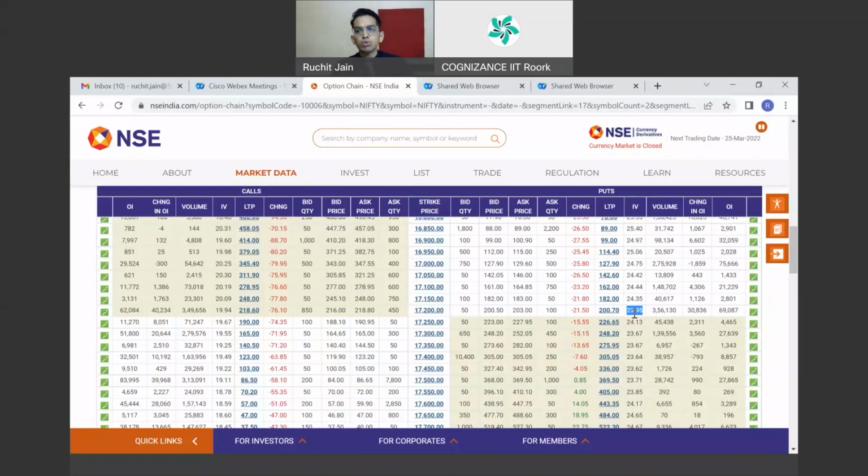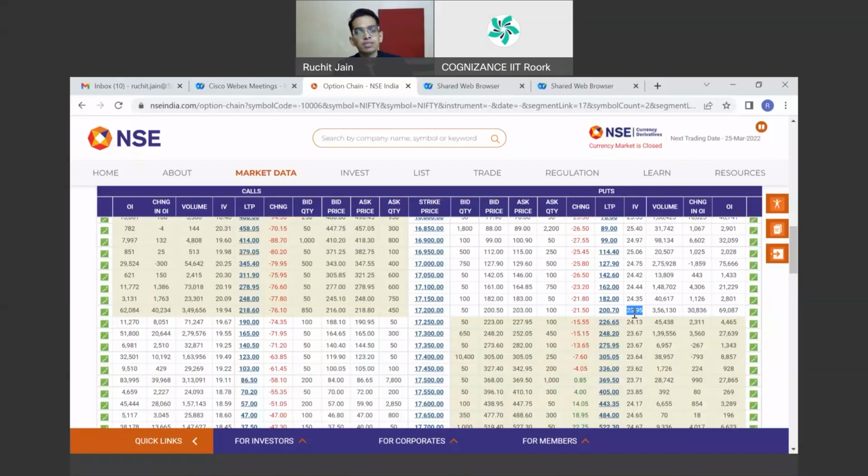So you just have to look at the trend. If IVs are rising, then option buying should be done. But in a phase where IVs are declining, you should avoid buying options, because if IVs go down, the option premiums shrink very fast.